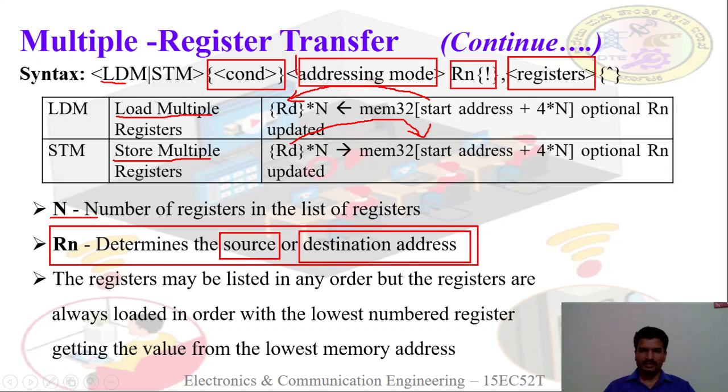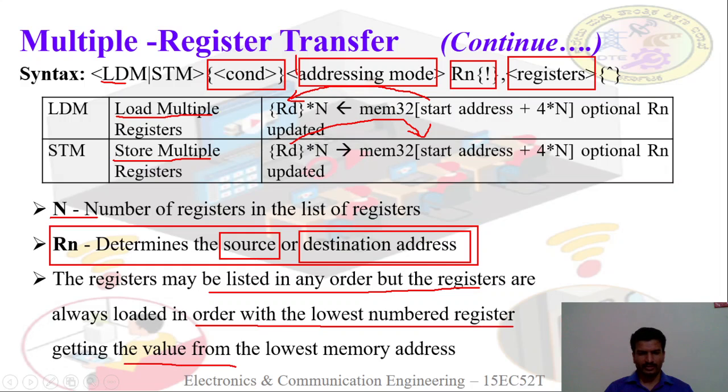In these registers, we may list them in any order. We have R0 to R15, a total of 16 registers available in the ARM controller. We can use any of the registers, and we can list them in any order, but the data is always loaded in order, with the lowest number register getting the value from the lowest memory address.